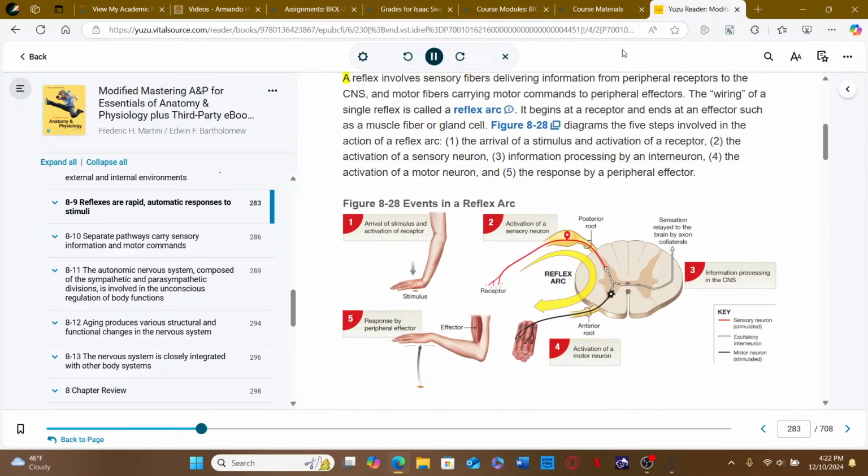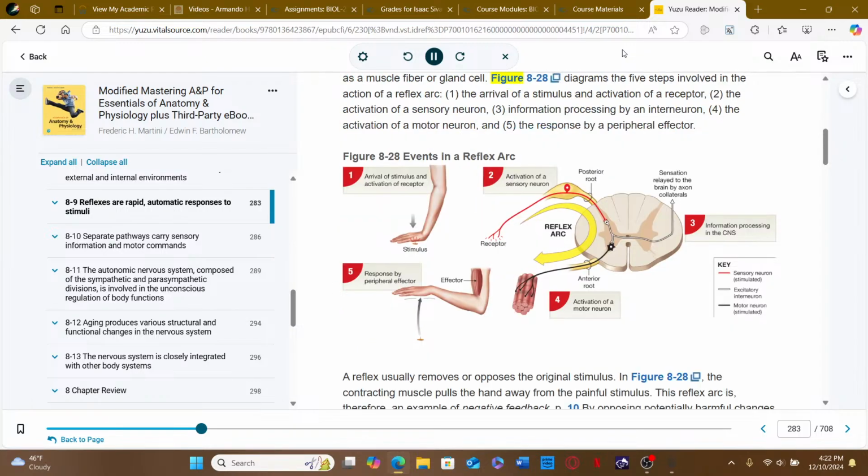Simple reflexes. A reflex involves sensory fibers delivering information from peripheral receptors to the CNS, and motor fibers carrying motor commands to peripheral effectors. The wiring of a single reflex is called a reflex arc. It begins at a receptor and ends at an effector such as a muscle fiber or gland cell.